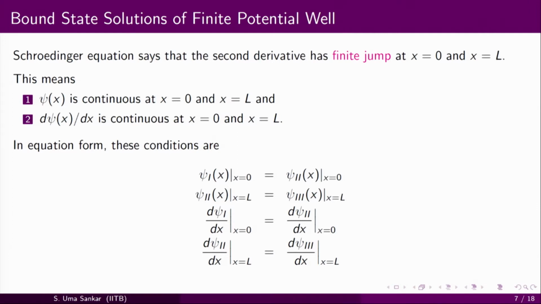If there is a discontinuous change in the second derivative, it means the first derivative has to be continuous, but there is a kink in the first derivative. The slope of the first derivative here and the slope here are different, but the first derivative should be continuous. If the first derivative is continuous, then the function itself should be continuous. So, this is an important difference compared to the infinite potential well.